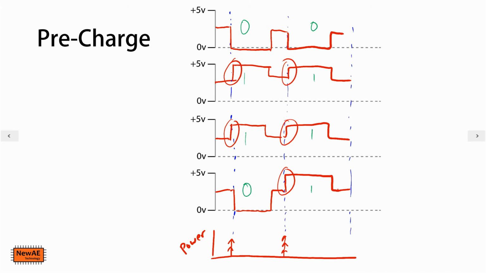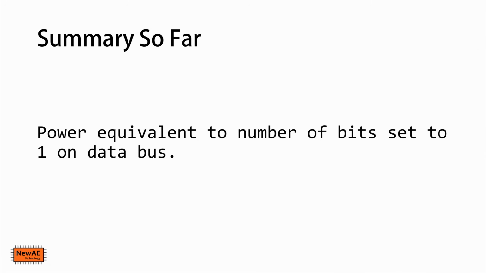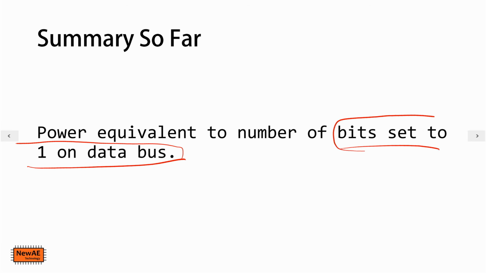So now we have a situation where the differential power analysis, or side channel power analysis attack, is giving us some sort of measurement related to the number of ones on the data bus. This is even better data because for every clock cycle, we can figure out something about the data being transferred. So we get a power measurement equivalent to the number of bits set to 1 on the data bus.